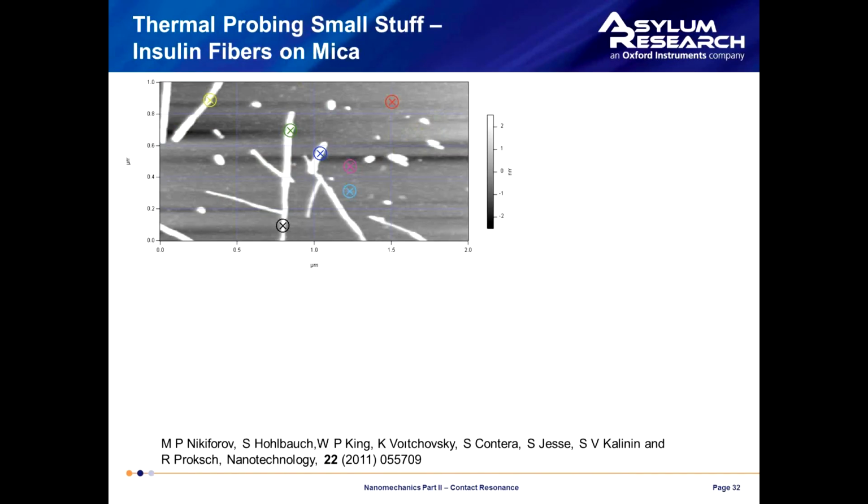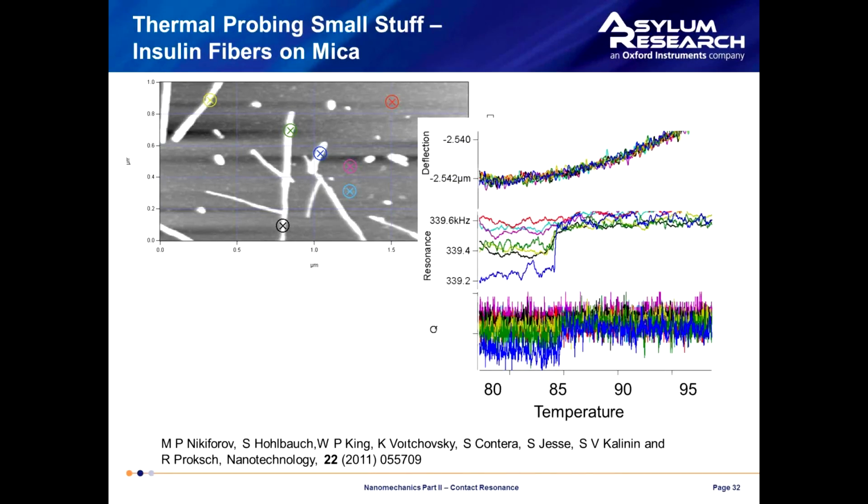These are insulin fibers on a mica surface. Now this is just the topography image, and these little marks here, these little circles with crosses in, are places that we put the cantilever down. We actually did an array of point measurements here where we put this cantilever down on the surface and then ramped the temperature up as we measured the deflection, the contact resonance, and the quality factor. So these are the color-coded results above these areas.